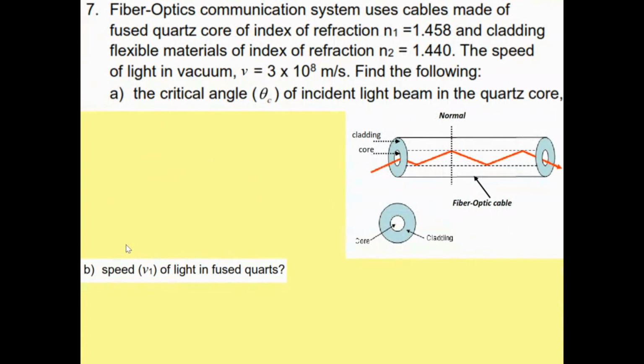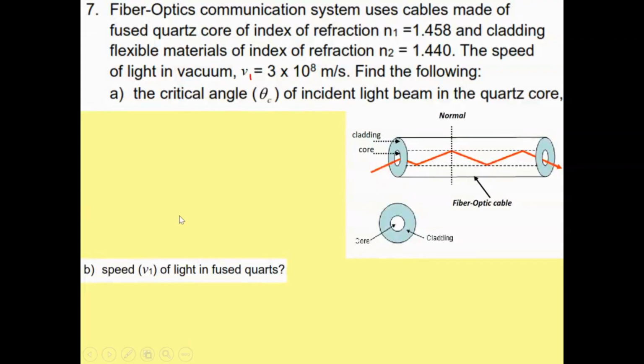Question number 7. A fiber optic communication system uses a cable made of a fused quartz core of index of refraction N1, which is equal to 1.458, and a cladding of flexible material of index of refraction N2, which is equal to 1.440. The speed of the light in vacuum V, I'm going to take as V1, right? So V1 is equal to 3 times 10 power 8 meters per second. Find the following.